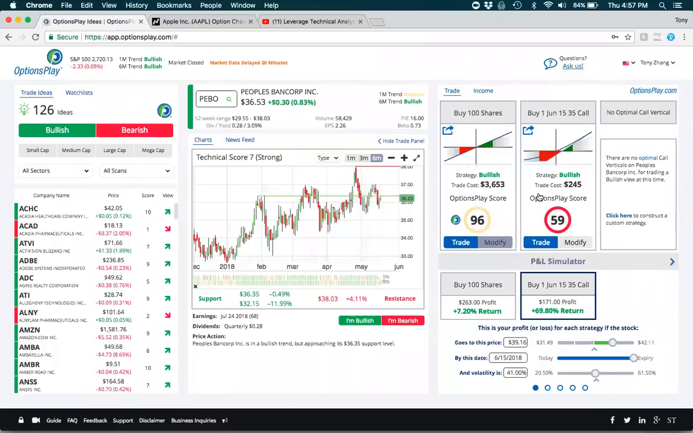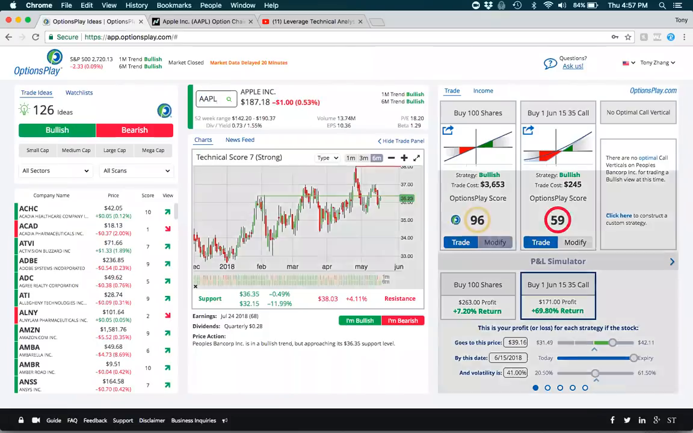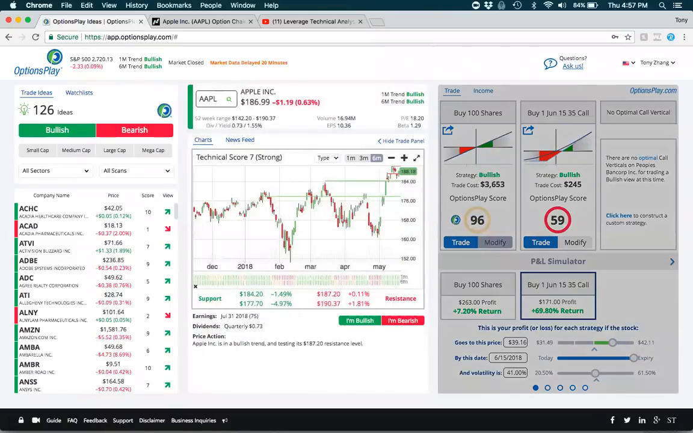And that's really important because we don't want to force you to trade options because you want to trade options. You only want to trade options when it makes sense. And options play is here designed to help you illustrate that. So with that, let's just move on to the next example here. I only have a few minutes left here.